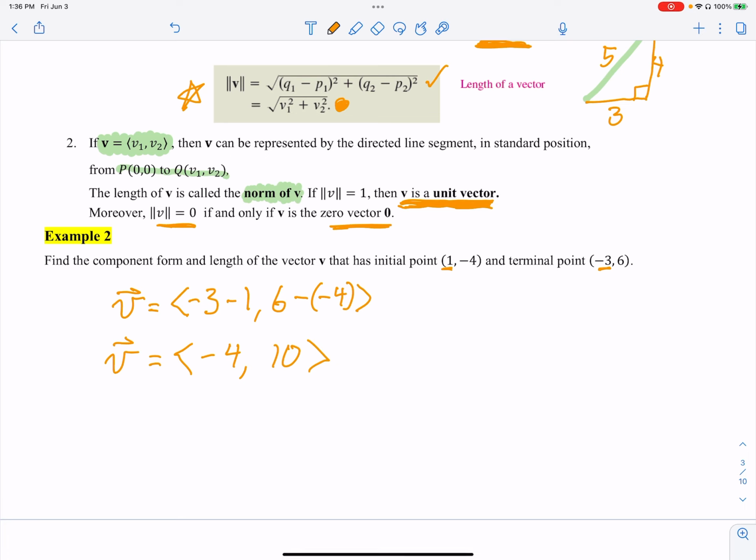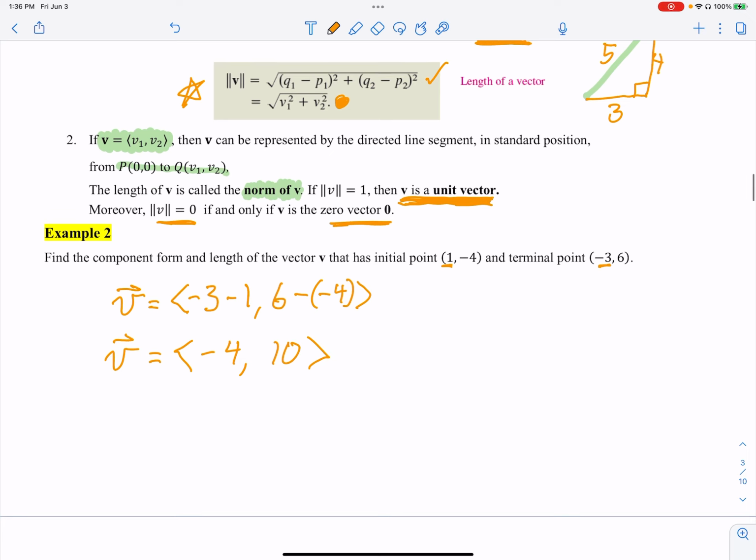So this tells me a direction. It tells me if I want to follow along this vector, wherever I'm at. Remember, it doesn't live at a specific point. But if I wanted to follow this vector, all I would do is go left 4, up 10. Just like slope, it tells me a direction. They also want the length.